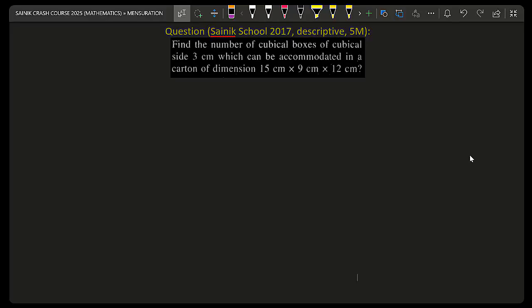Yes, volume of. What is the volume of cuboid here? Sir, length into breadth into height. Okay, length is 15 centimeters, breadth is 9 centimeters, and height is 12 centimeters. You have to divide this by the volume of each cube. How to find the volume of each cube? Sir, side to the power of cube. Okay, can we write side cube as 3 centimeter into 3 centimeter into 3 centimeter? Can I write like this?